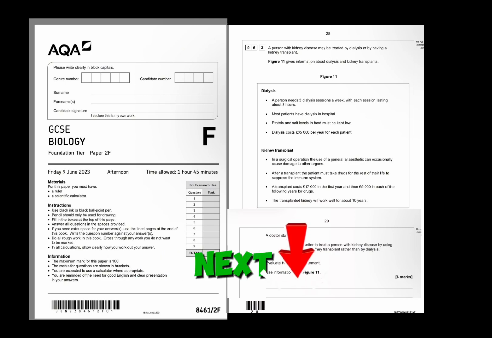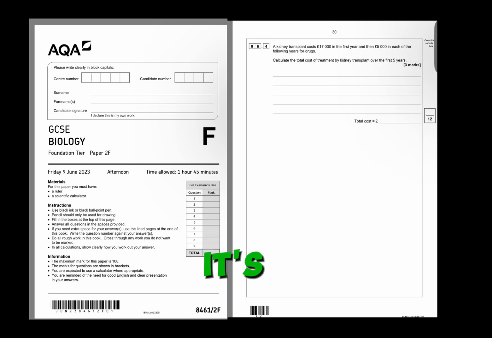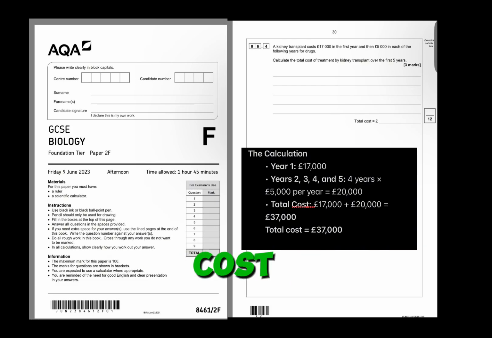Now moving on to the next question, which requires your math skills as it's a calculation question. 6.4 asks you to calculate the total cost, and note it's a 3-mark question, so be careful with your data entry and calculation steps. So let's begin. You need to calculate the cost over 5 years.